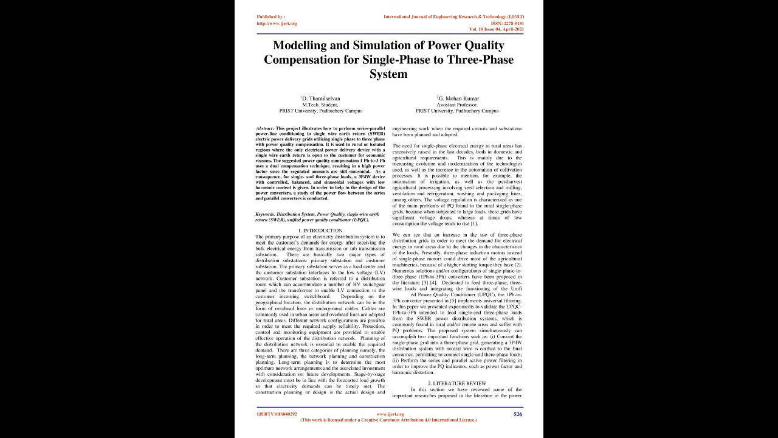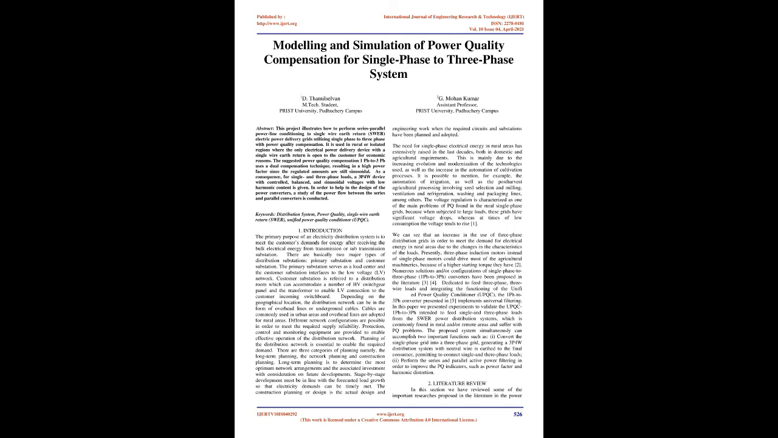It is used in rural or isolated regions where the only electrical power delivery device with a single wire earth return is open to the customer for economic reasons. The suggested power quality compensation 1 pH to 3 pH uses a dual compensation technique, resulting in a high power factor since the regulated amounts are still sinusoidal.